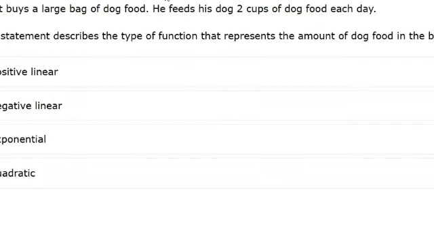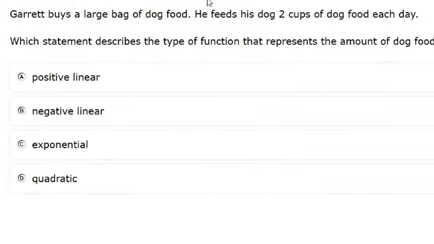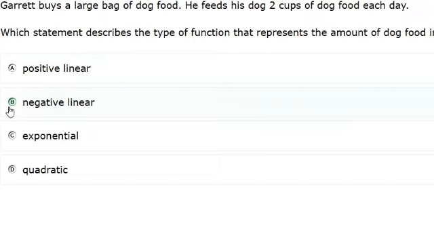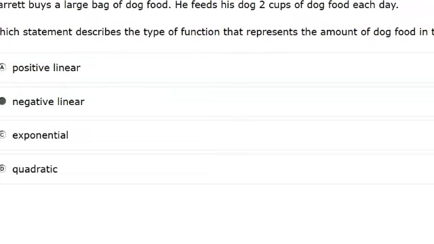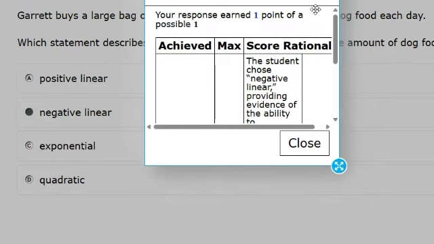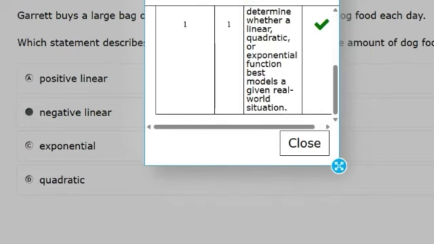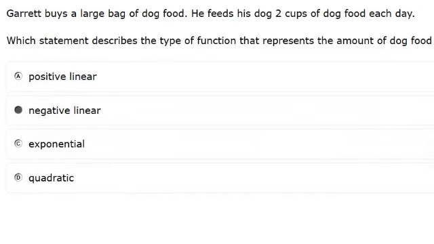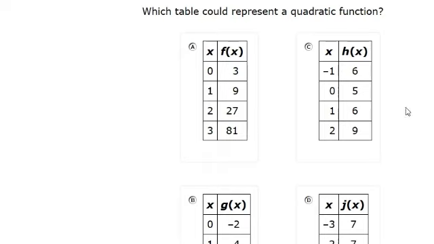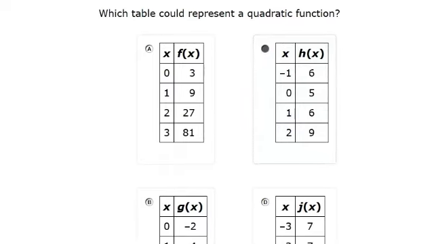Jared buys a large bag of dog food. He feeds his dog to cook the food each day. Each state linear, negative linear. See, he feeds. Yeah, I think you got it right. Yeah. This one.